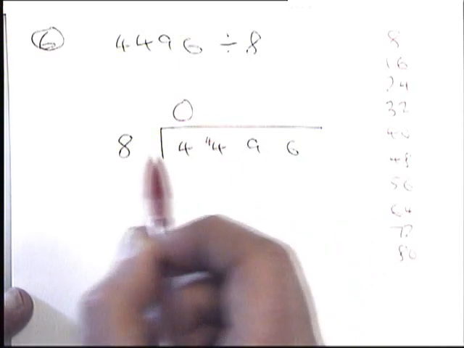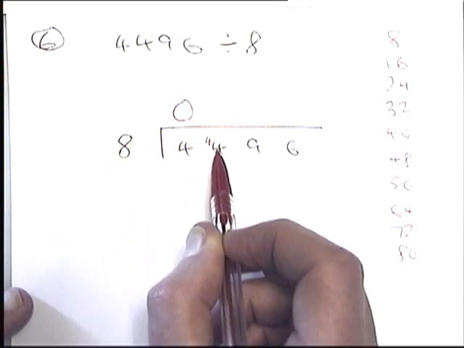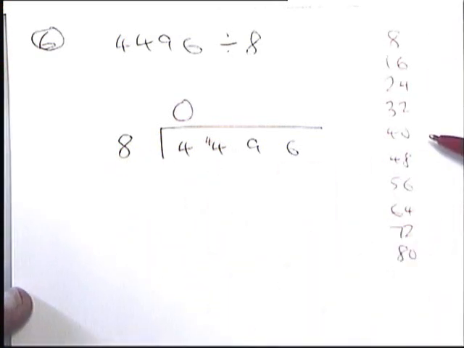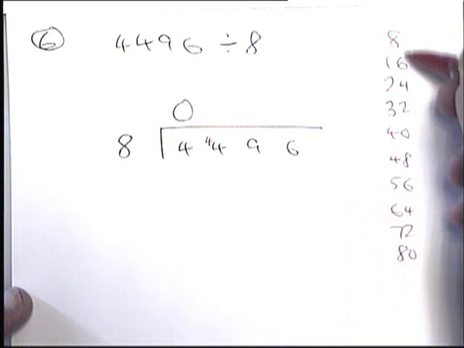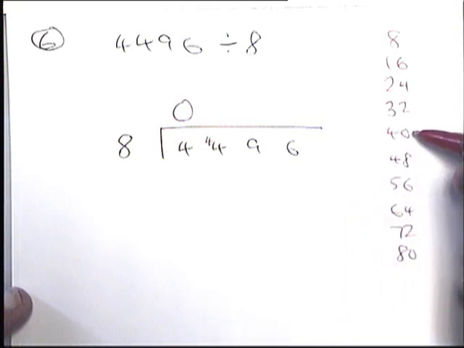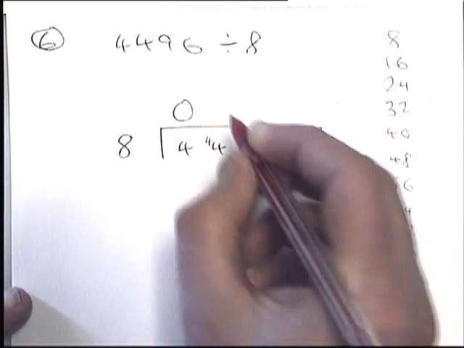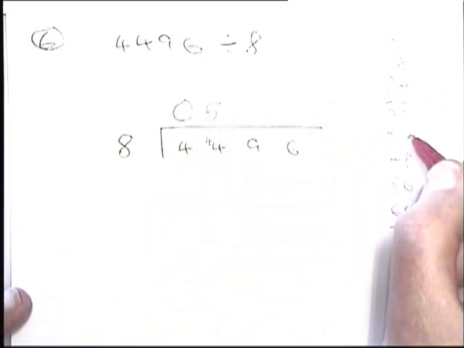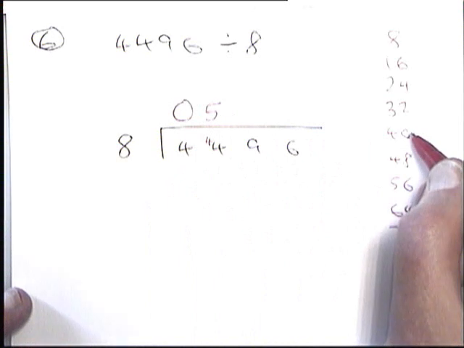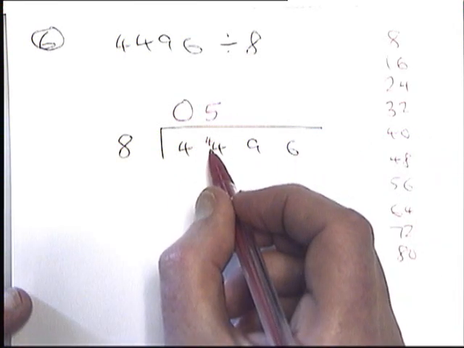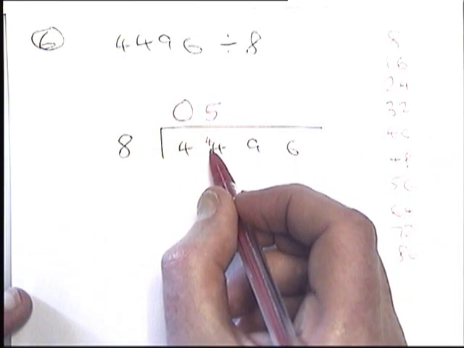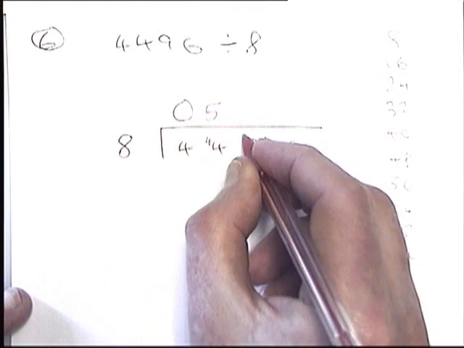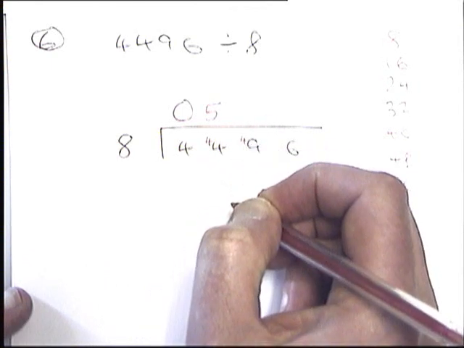So my next question is 8 into 44. Well, I've got my 8 times table down here, and I know that 1, 2, 3, 4, 5 8s are 40. So 8 goes into 44 5 times, because 5 8s were 40. And from 40 up to 44, there's a gap, or a remainder, of 4. And the remainder goes here.